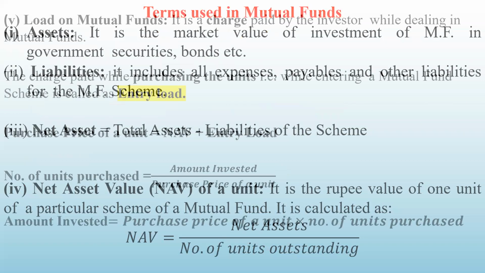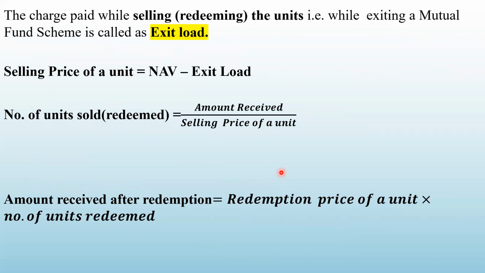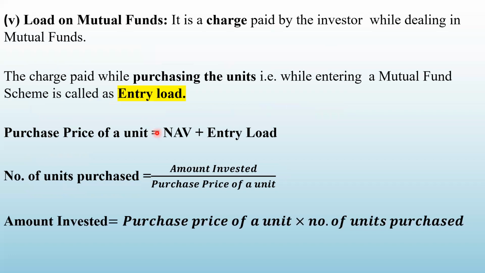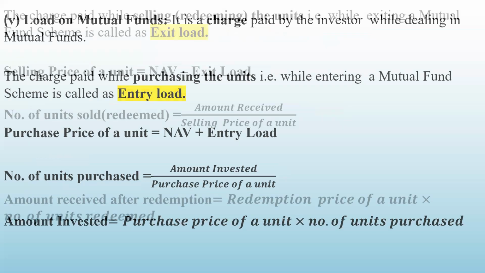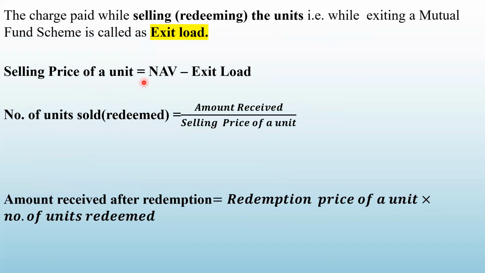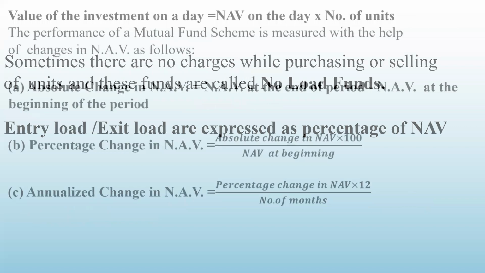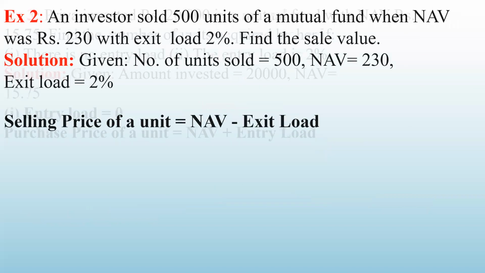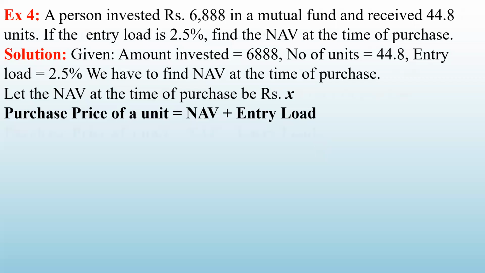So all these things we have already done. We know what is NAV. We know what is entry load, exit load, how to find out purchase price of a unit. It is NAV plus entry load. How to find out number of units purchased. It is amount invested divided by purchase price of a unit. How to find out the selling price. It is NAV minus exit load. And how to find out number of units sold. All these type of problems we have already computed in the last lecture.